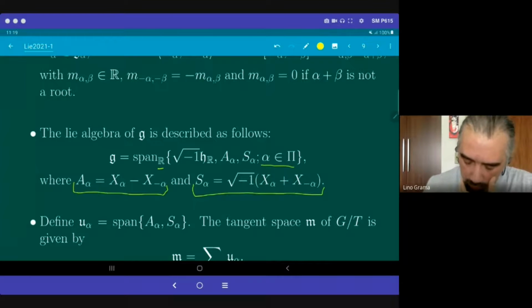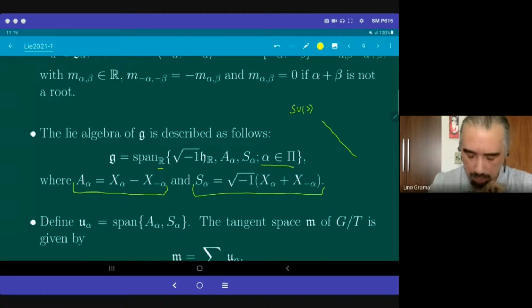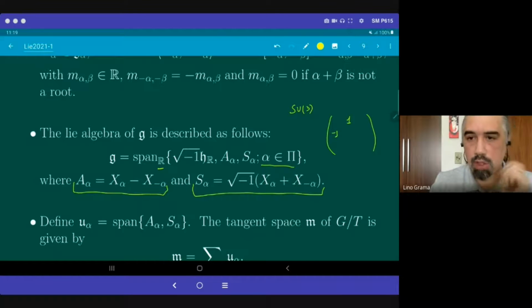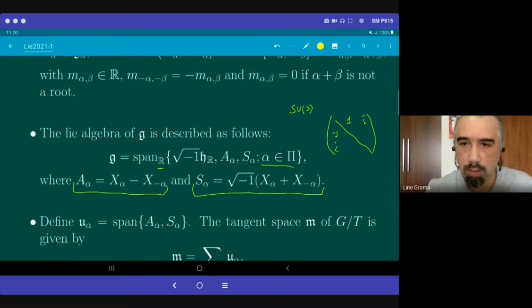Just to put this more clearly, if you take, for instance, SU(3), this part will be the diagonal matrices with purely imaginary entries on the diagonal. And this one, for instance, will be the matrix with 1 in the ij position and minus 1 in the ji position. And this part will put an i in the ij position and an i in the ji position. Okay, this is just to make it more concrete.